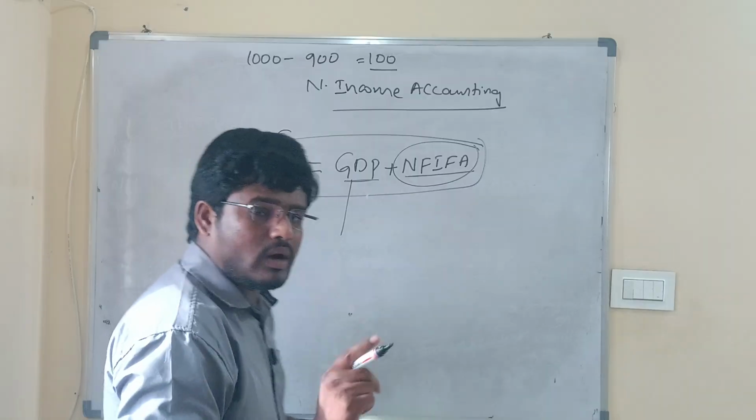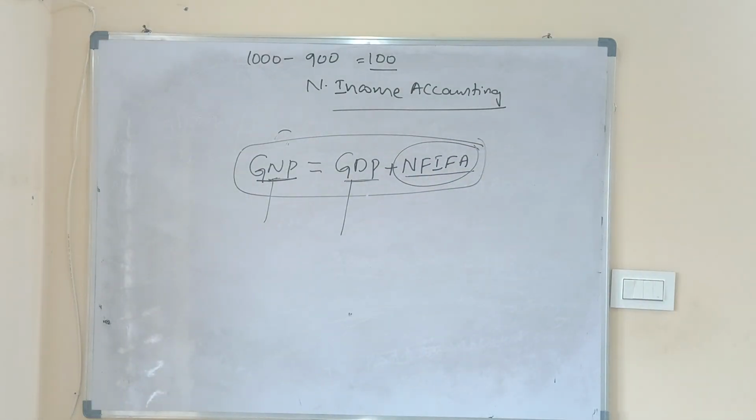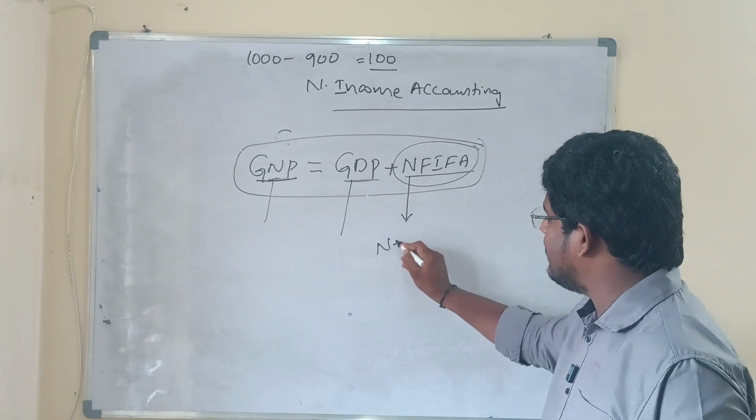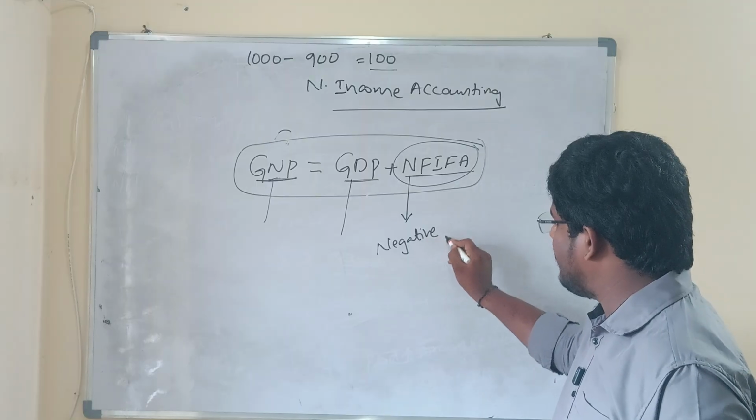Then we can know the GNP of a country. But one point which we have to keep in mind is that in case of India, net factor income from abroad is generally negative. Now you might be astonished.